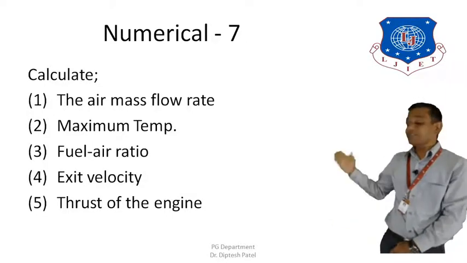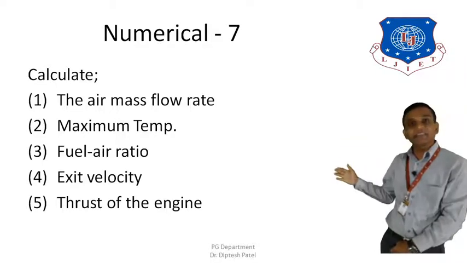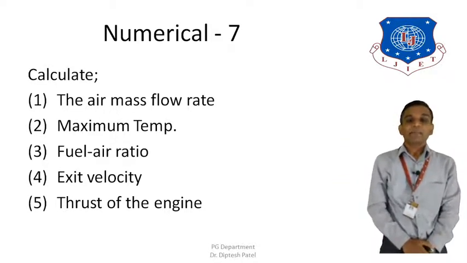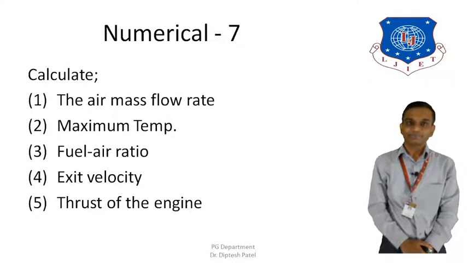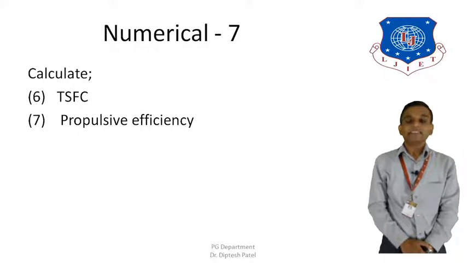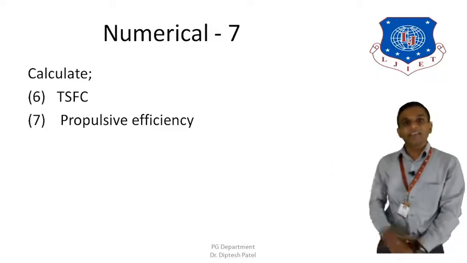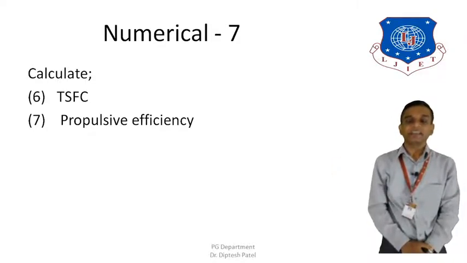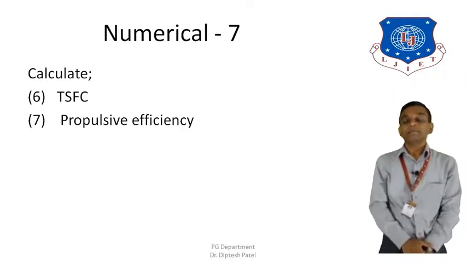Now with the given values we need to calculate these different things. The first is the air mass flow rate, second is the maximum temperature, third is the fuel air ratio, fourth is the exit velocity, fifth is the thrust of the engine that can be achieved in the pulse jet, sixth is TSFC, thrust specific fuel consumption, and the last one is the propulsive efficiency, eta P. So here we need to find 7 different values.